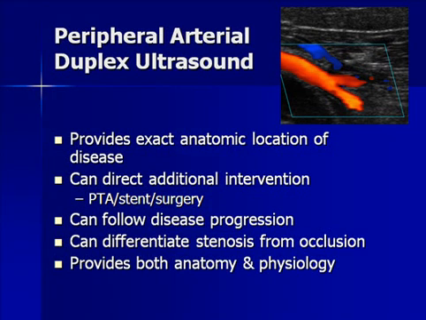We know we can follow disease progression. We do that all the time with carotid vessels. And one of the best things about ultrasound is that we can differentiate stenosis from occlusion. We can't do that on the indirect tests. We know that we can get a very high-grade stenosis or have a vessel completely occluded and get similar results, but we can see that difference on ultrasound.